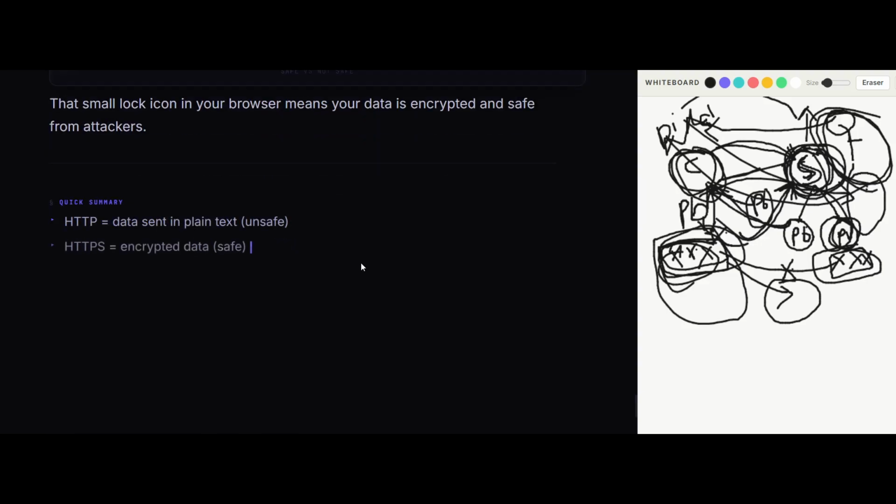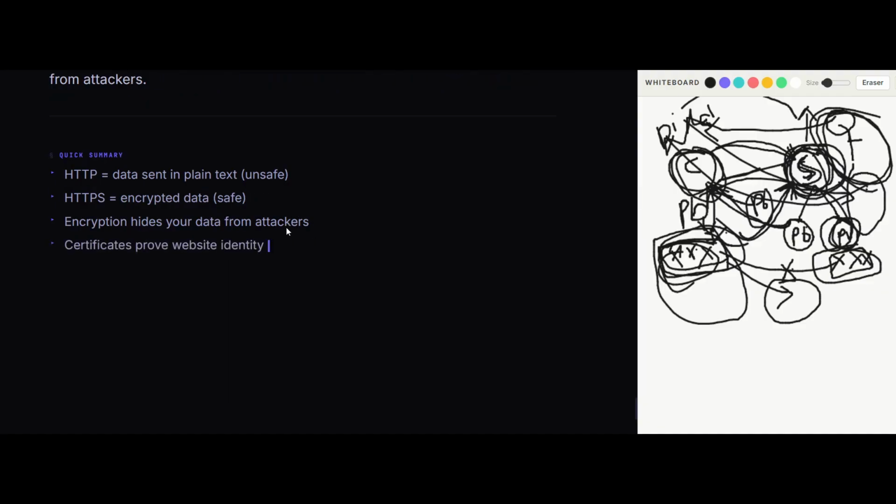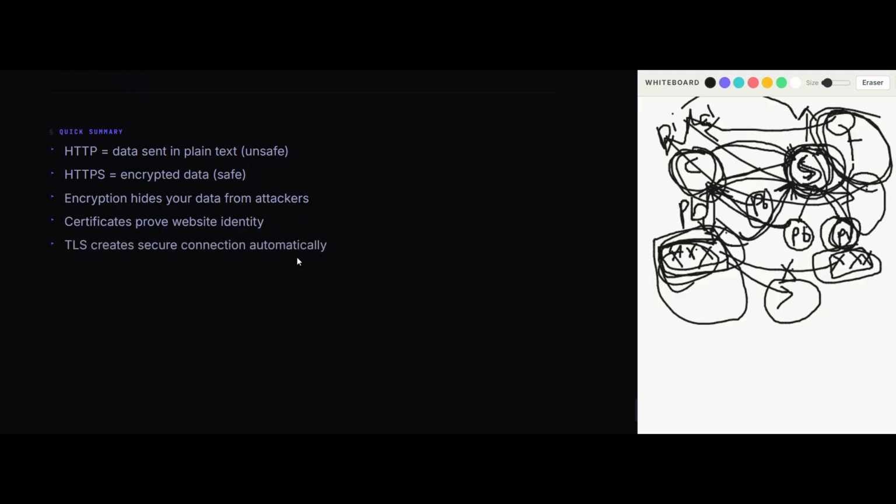So, quick summary. HTTP: data sent in plain text, unsafe. HTTPS: encrypted data, safe. Encryption hides your data from attackers. The certificate proves the website's identity. Correct, right? TLS creates a secure connection automatically using that handshake and all those things.